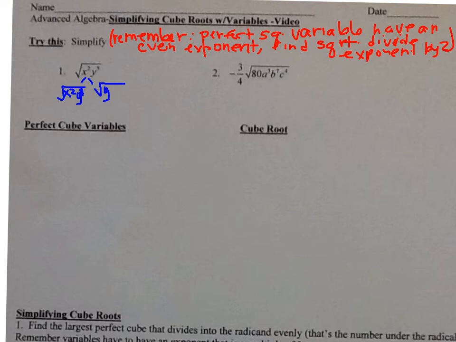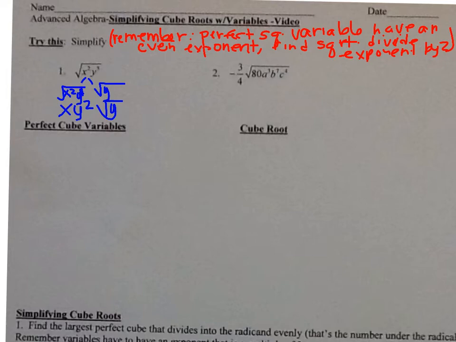So we have the square root of x squared is x. Divide the exponent by 2. The square root of y to the fourth is y squared. And then we have the square root of y. All right, so let's take a look at number 2.